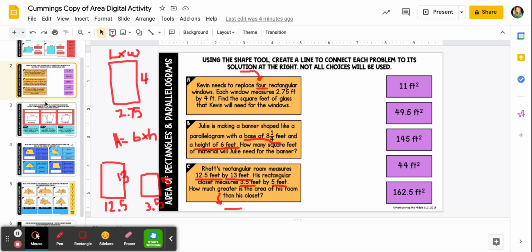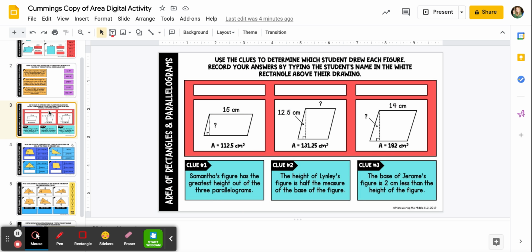All right. The next one says use clues to determine which student drew each figure. Record your answers by typing the student's name in the white rectangle above their drawing. So this one, you're either going to write the name Samantha. I'll underline the names. The names are Samantha, Lin Lee, sounds like my old last name, and Jerome.